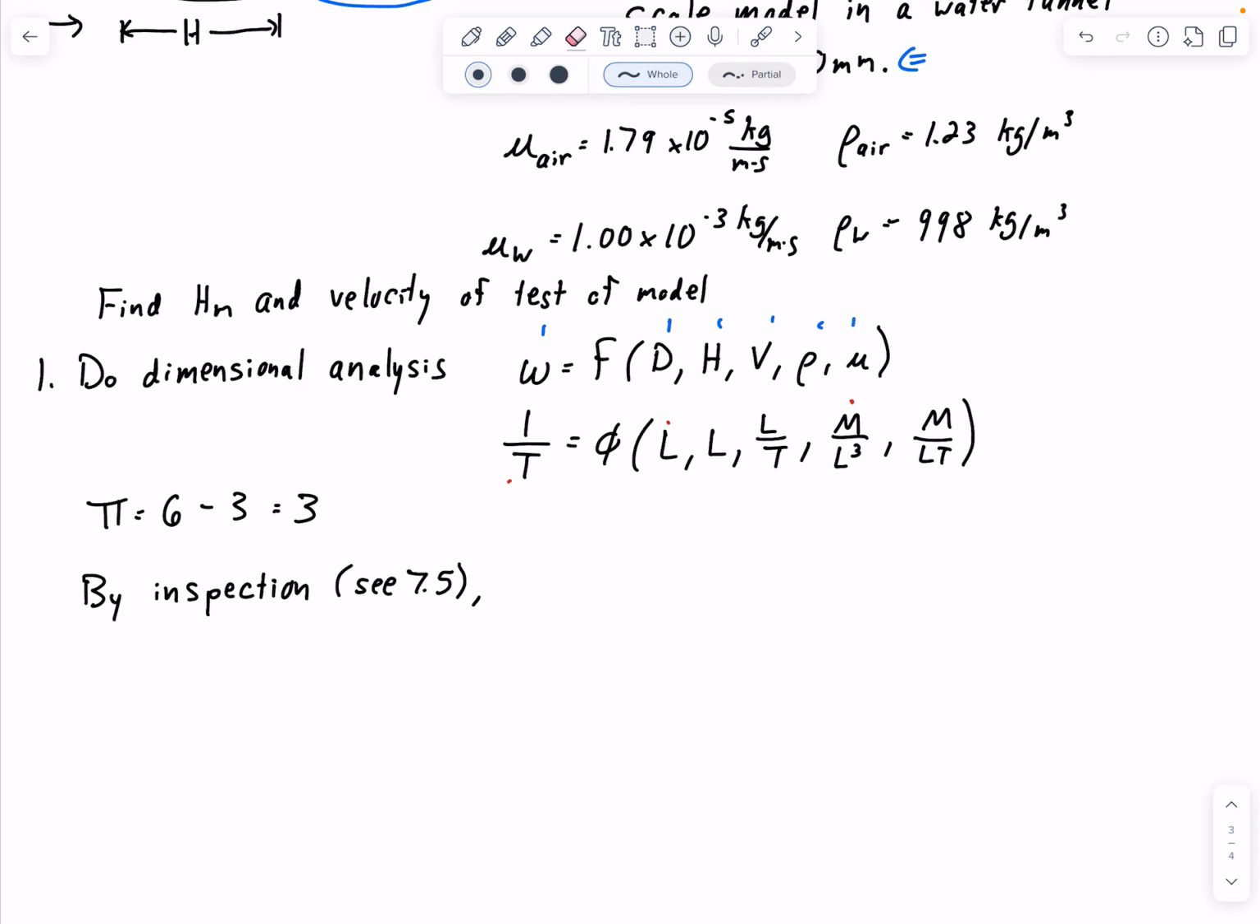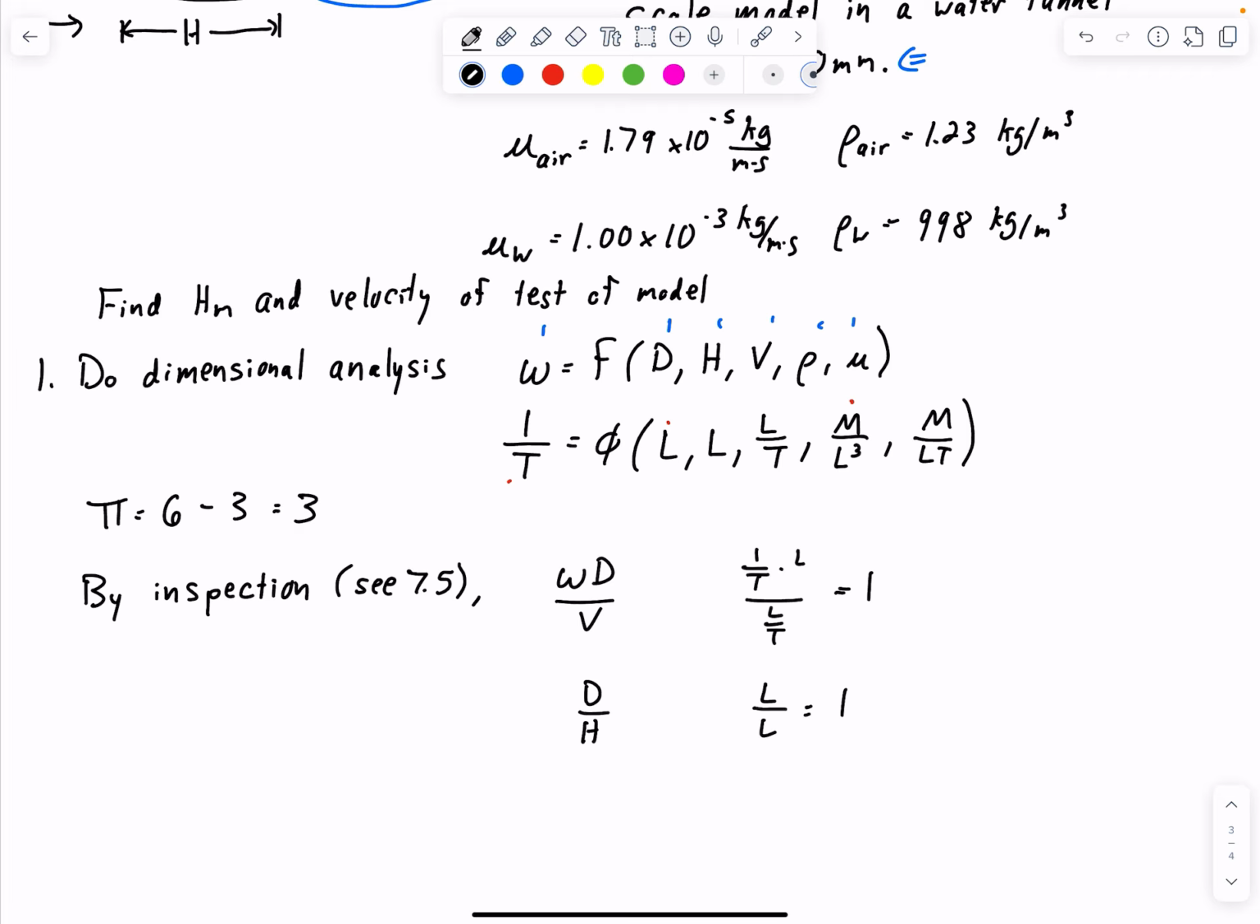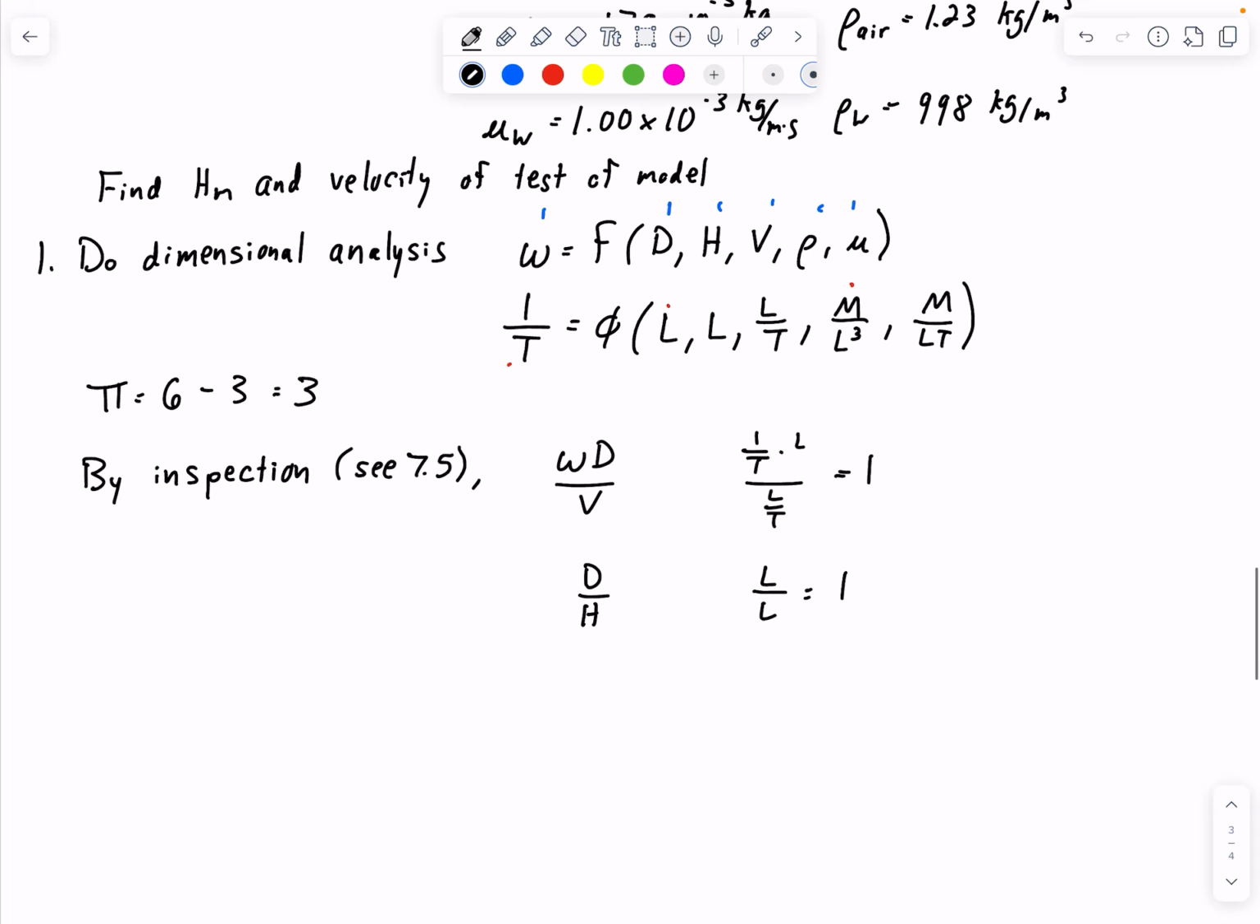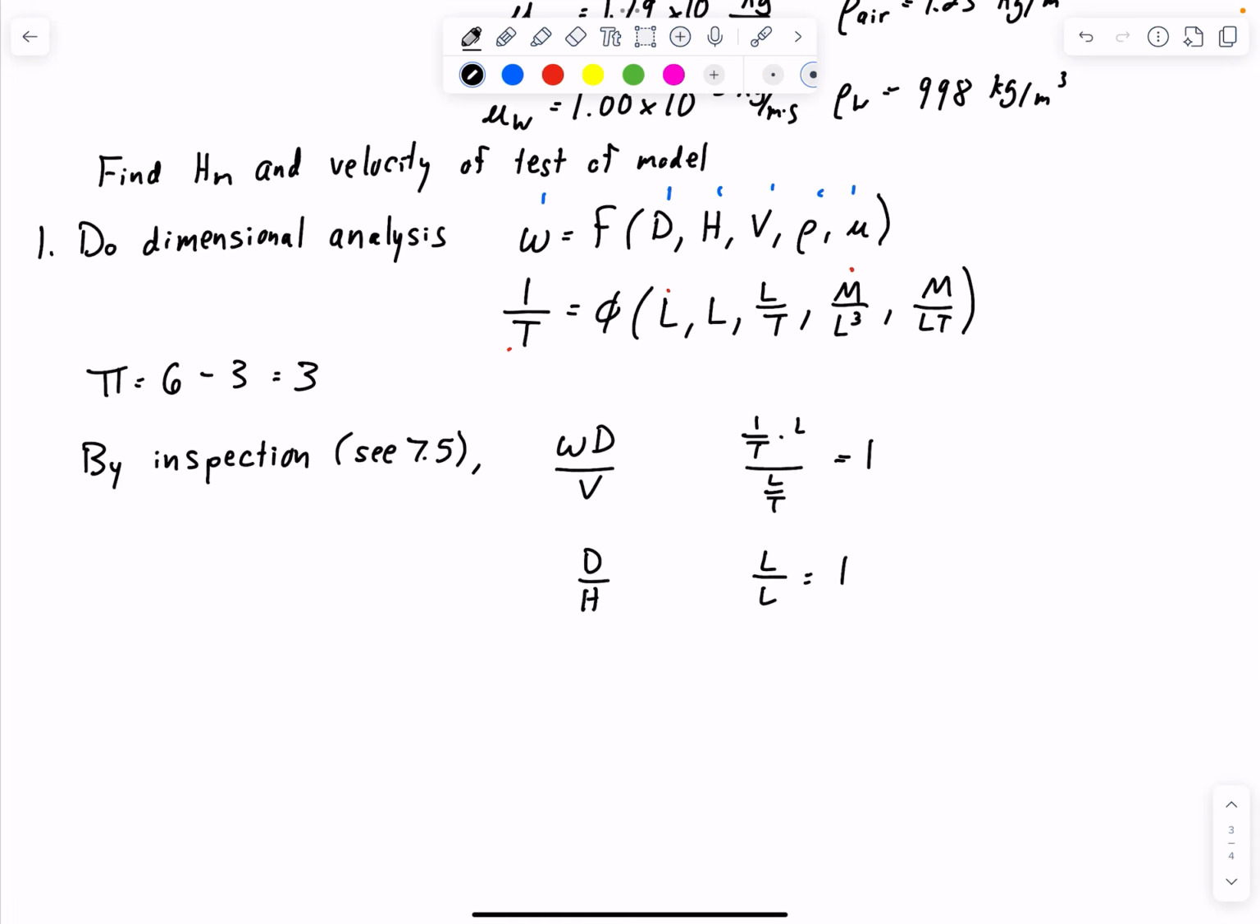In this case, we would see that we have a pi group that involves the frequency, and we know that frequency is 1 over t. We multiply that by d and then divide through by velocity, and we end up with a dimensionless group here. We can do something similar, but we also need a variable that just involves two lengths. So this length scale, length over length, is a dimensionless group as well. And then the Reynolds number is of course going to be important here as well, rho VD over mu.